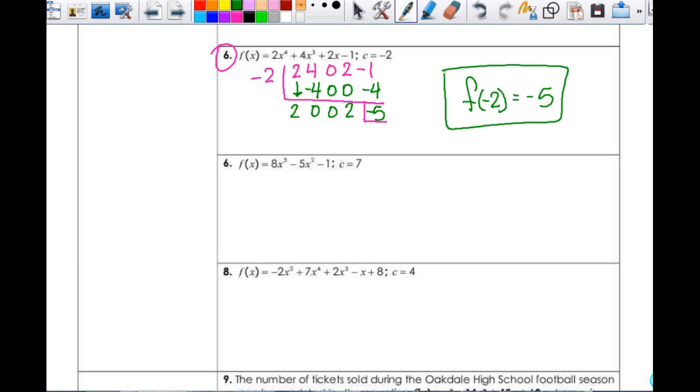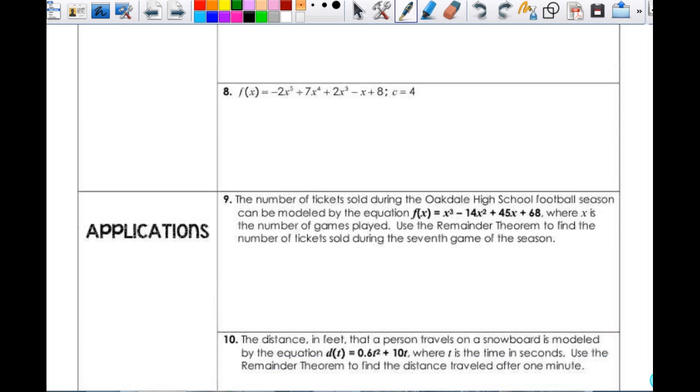You agree with that? Yes? You needed that placeholder. Again, I think you get lucky if you don't put it there on this particular one, but you don't get lucky every time. And at this point, our actual answer to this would be 2x cubed plus 2, but we don't care about that. We're using this for a different purpose, so that actually means nothing to us. We're just doing this to get the remainder. All right, let's do number 8.